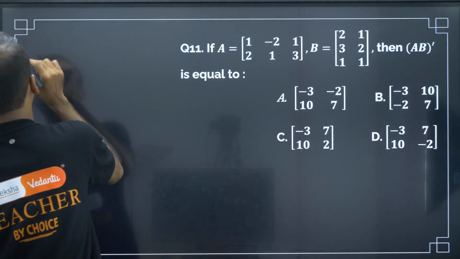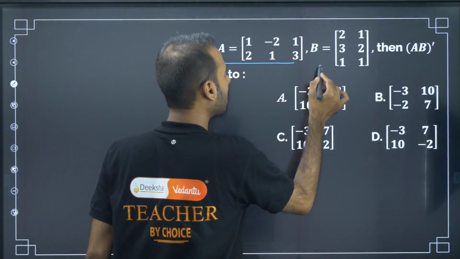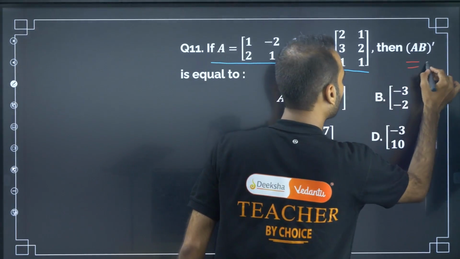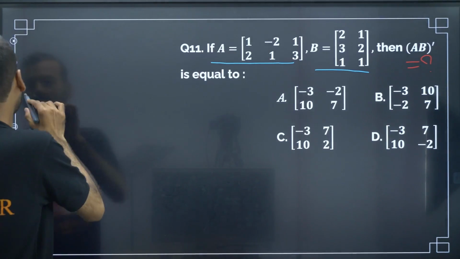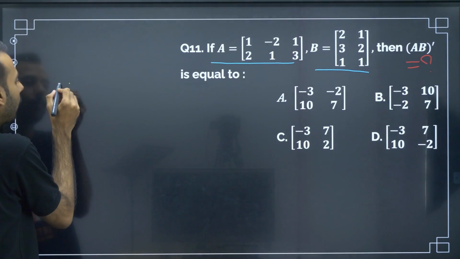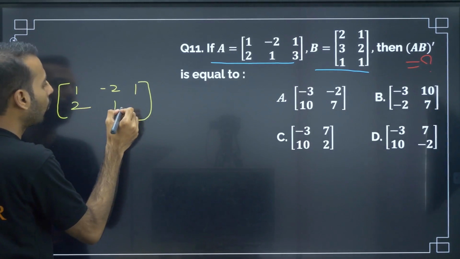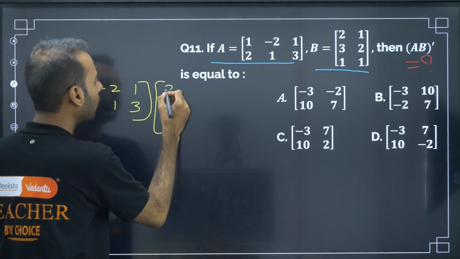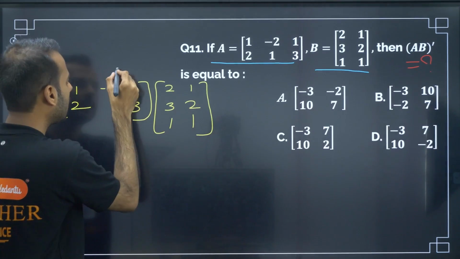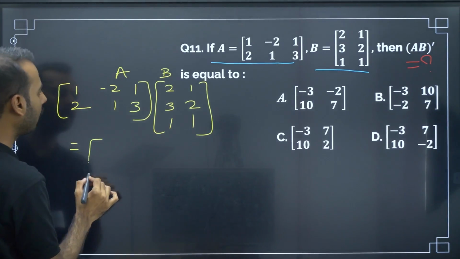Moving on to next question. If A is equal to, some information they have given, some matrices they have given, A is equal to this, B is equal to this, then (AB) dash is equal to what? Now first we have to multiply A and B and then go for taking dash. Dash means transpose. Now let me multiply. So this is A and this is B.